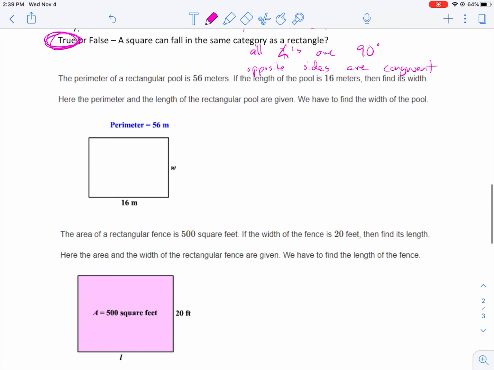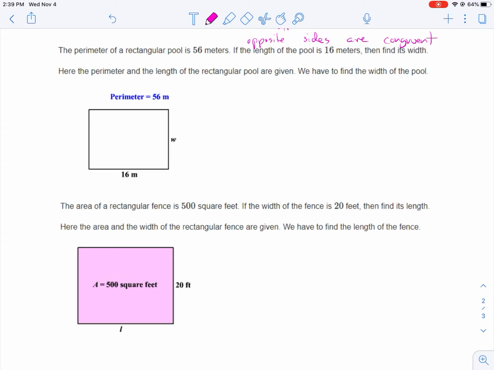All right. Let's get to these problems right here. The perimeter of a rectangular pool is 56 meters. If the length of the pool is 16 meters, then find its width. Here, the perimeter and the length of the rectangular pool are given. We have to find the width of the pool.